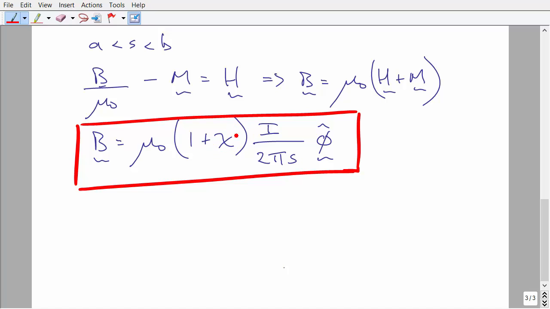Is it bound volume current, or is it a bound surface current? And in fact, this is a bound surface current, and it's a bound surface current at the radius of the inner conductor, and we can show that in a very straightforward way. Let's calculate the bound surface current density at the inner conductor.